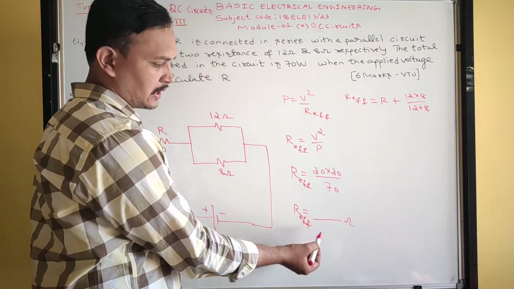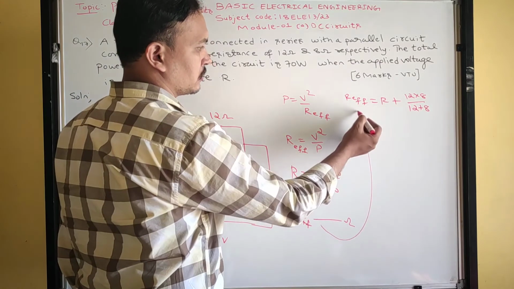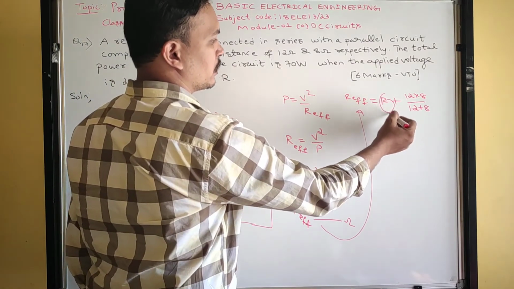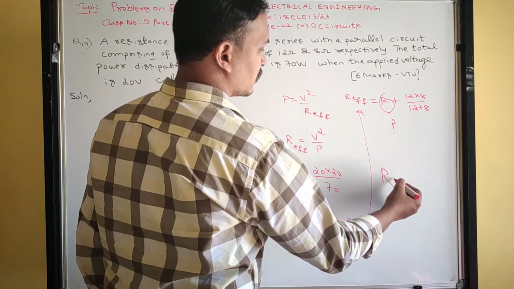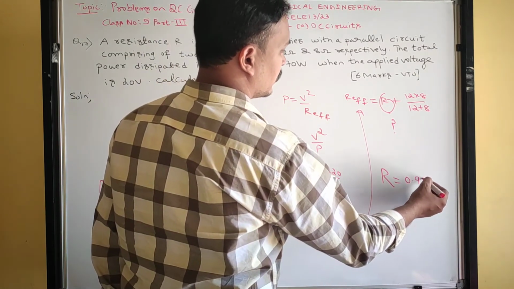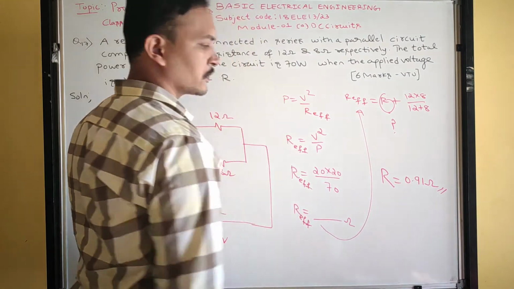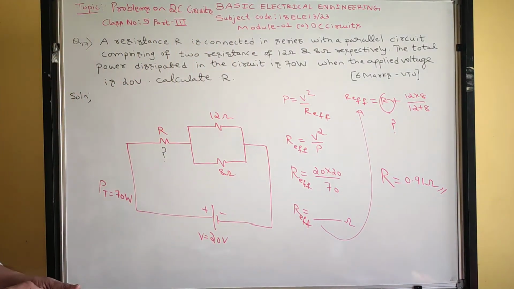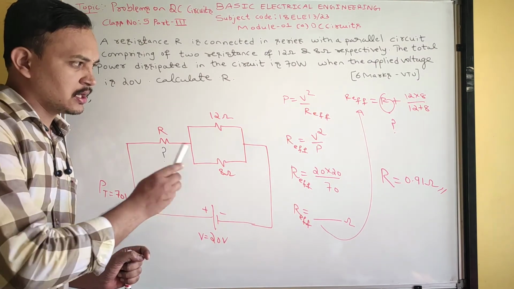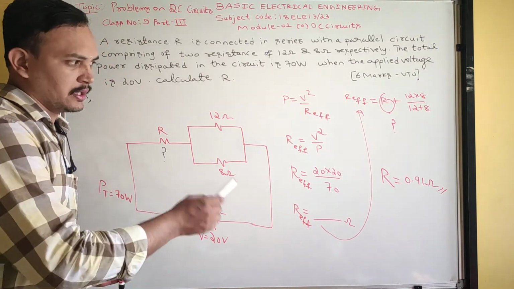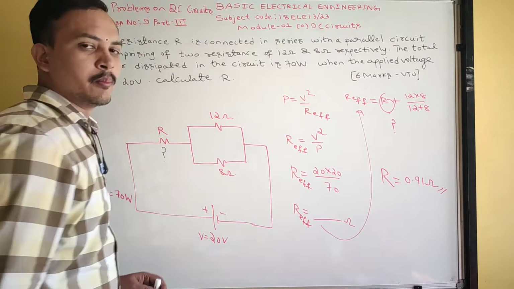What is the answer you are getting here? That answer you substitute here, and only one unknown parameter remains, you can easily find it. You can solve, you will get R value 0.91 ohms. Give a try and solve this problem. I have done it incomplete, I have given only the idea. You just apply what I explained, then you will get the final answer R value 0.91.